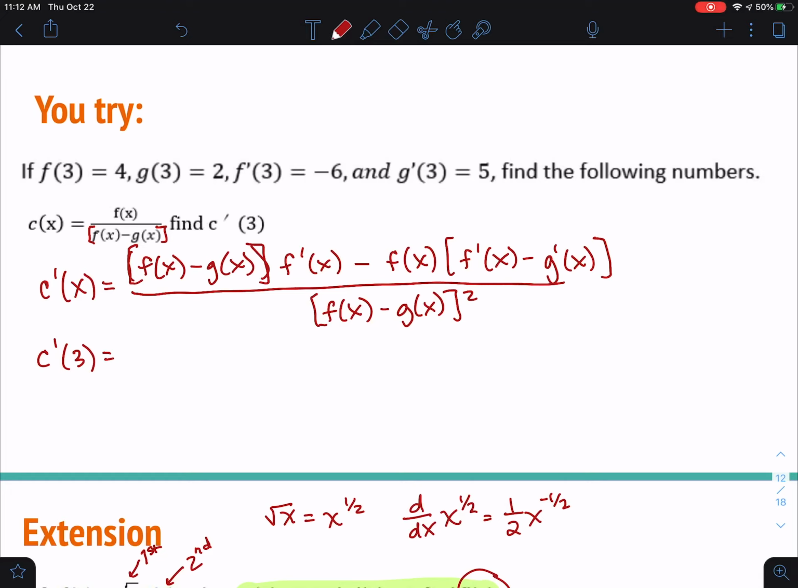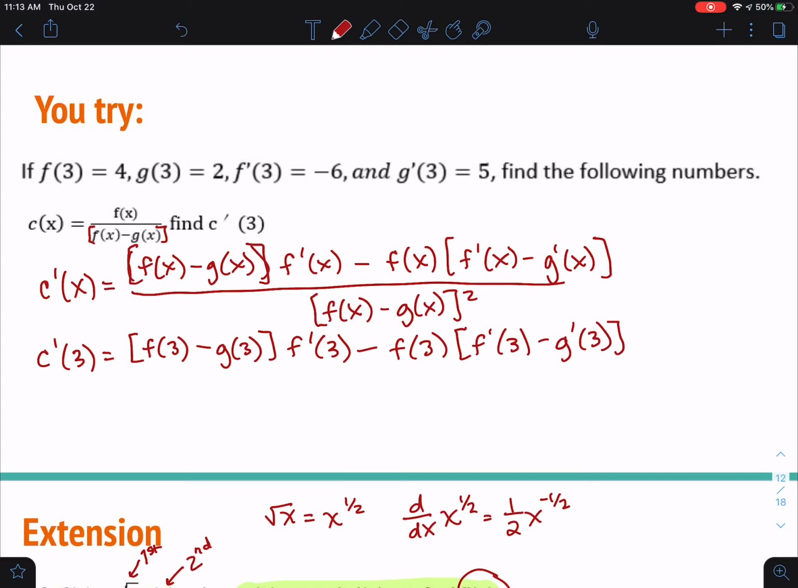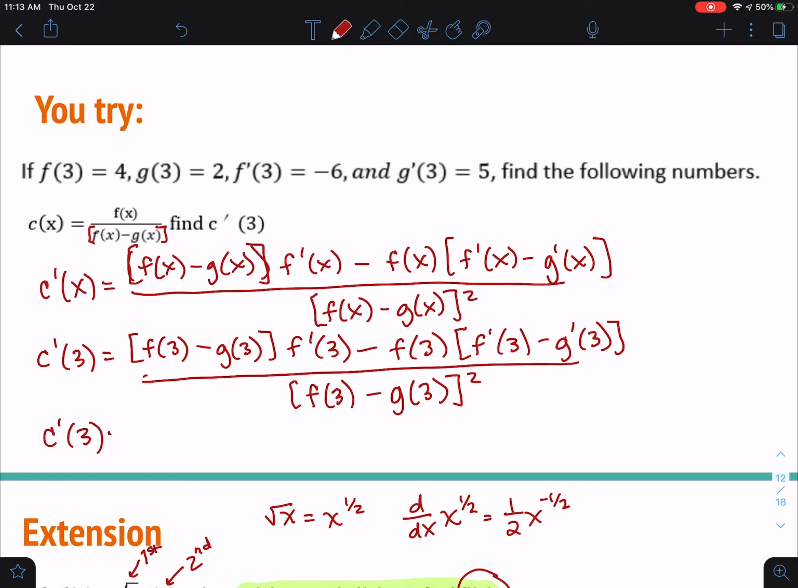So if I want to find c prime of 3 now, c prime of 3 is going to be f of 3 minus g of 3 times f prime of 3 minus f of 3, f prime of 3 minus g prime of 3. It's starting to sound like we're talking a different language here, but I think you're getting the hang of it. It's getting complex and you're understanding, okay? So let's go and do this.